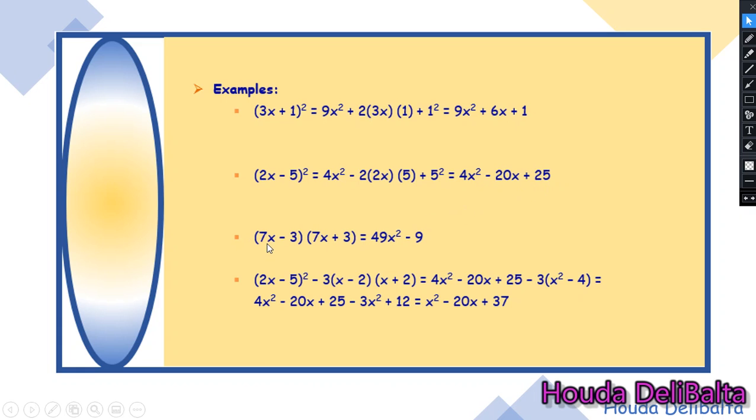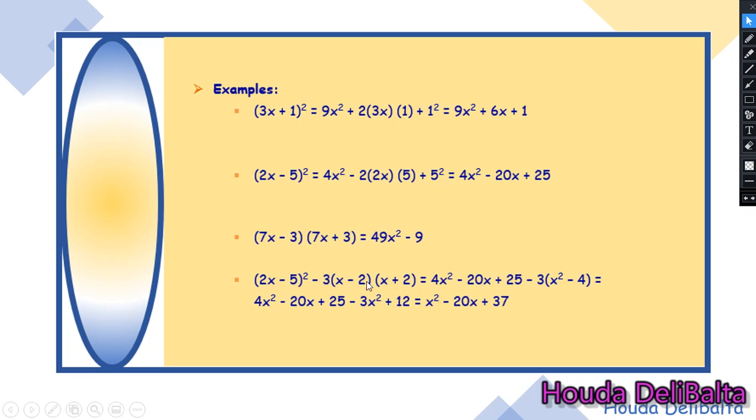Finally, (7x minus 3) into (7x plus 3). You notice that you have the same terms, but here there is a minus sign and here there is a plus sign. So all you have to do is just square the first term minus squaring of the second term. And by this you get 49x squared minus 9. I just stop here. Here is a higher level example.